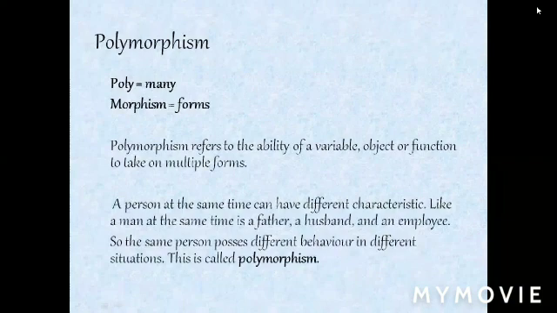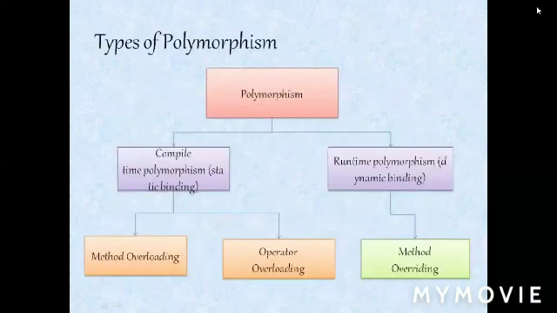Polymorphism refers to the ability of a variable, object, or function to take on multiple forms. A person at the same time can have different characteristics, like a man who is at the same time a father, husband, and employee. So, the same person possesses different behavior in different situations. This is called polymorphism.